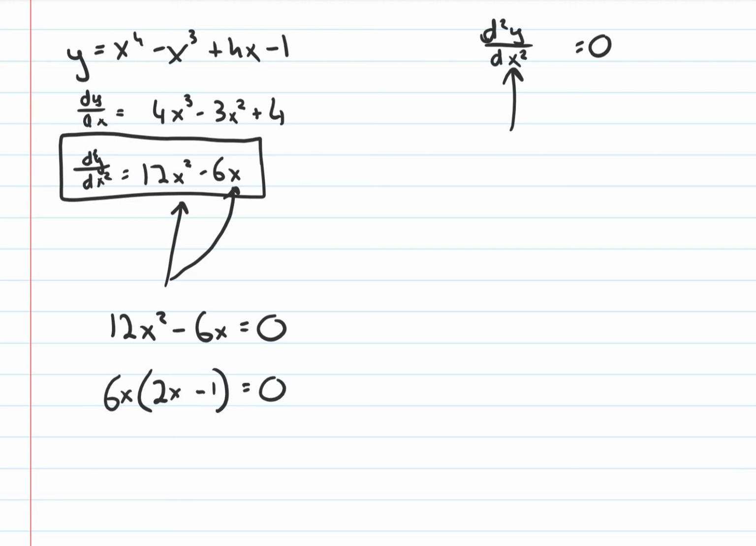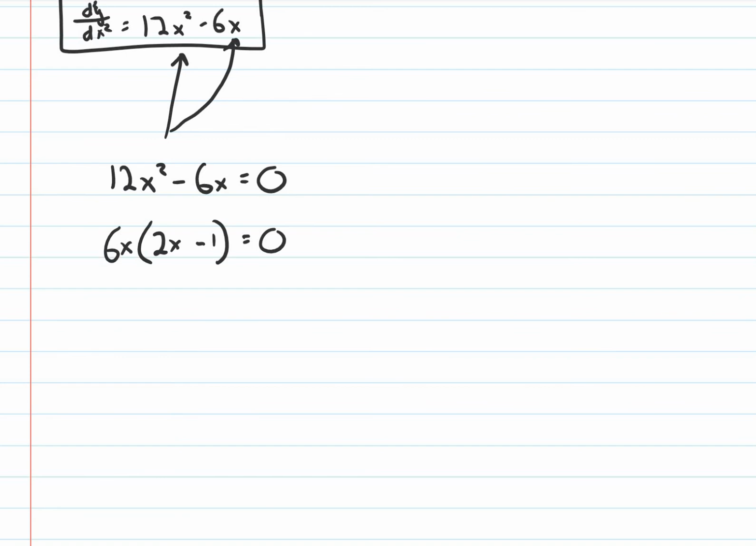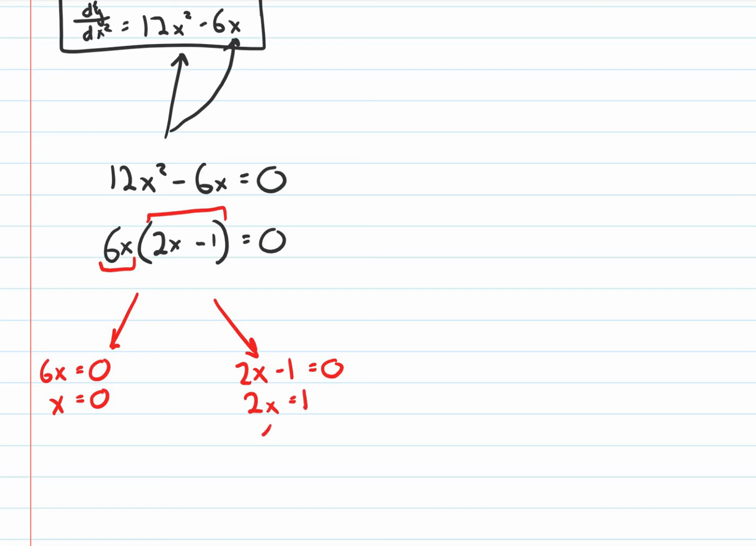Alright. And now what I do is I let both parts of this equal 0. So I let this equal 0 and then this equals 0. So the first bit I let 6x equals 0. So if 6x equals 0, then x equals 0. And over here I let this equal 0. So 2x minus 1 equals 0, so 2x equals 1, so x equals a half.